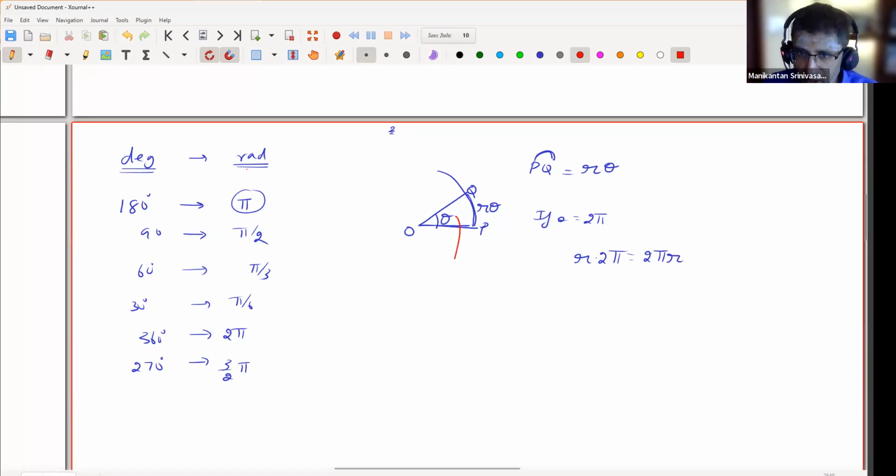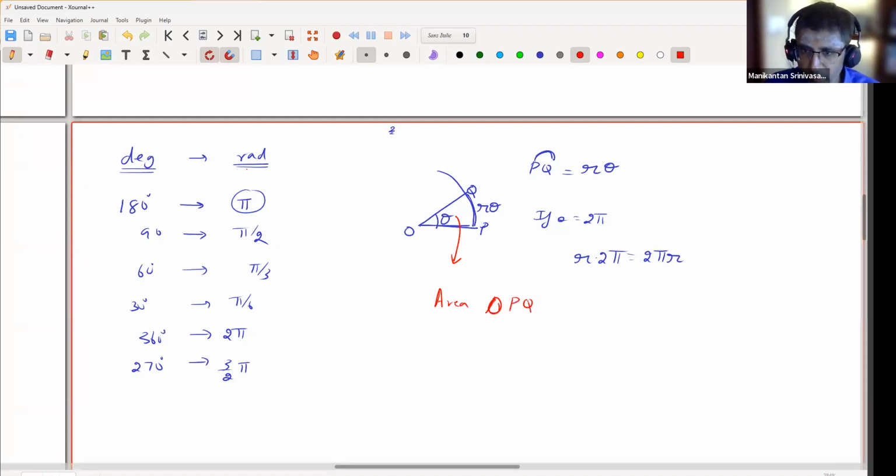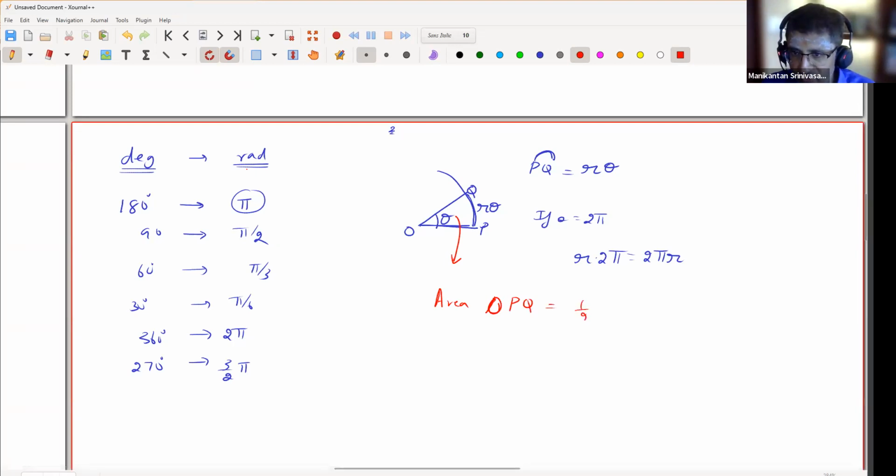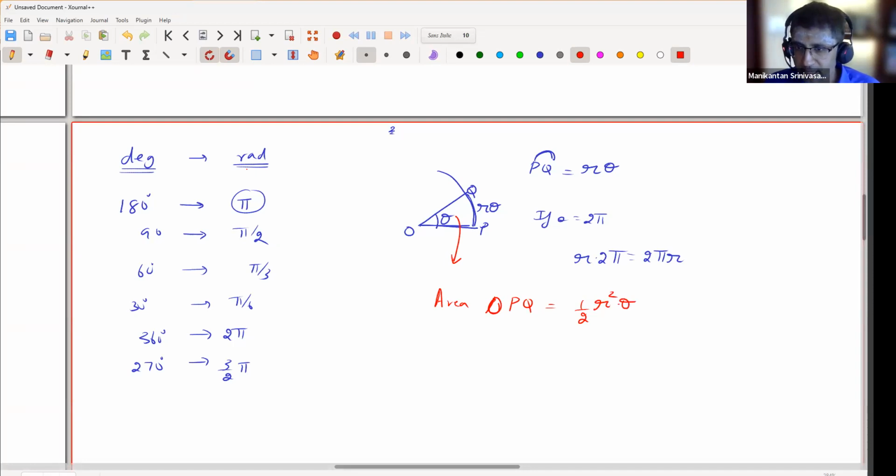Similarly, the area of the sector OPQ is half r square into theta. And again, no surprise, if theta is 2 pi, then you get the full circle.